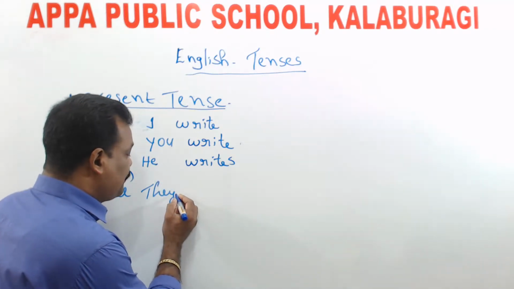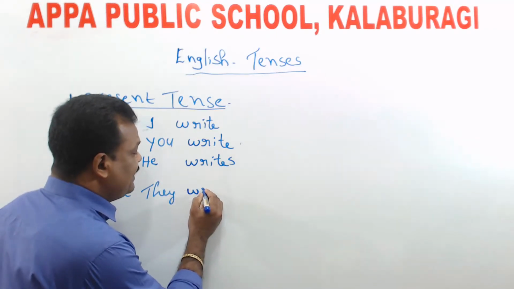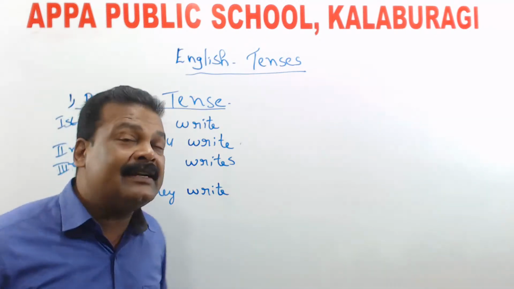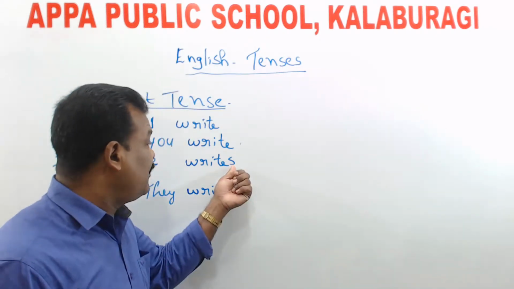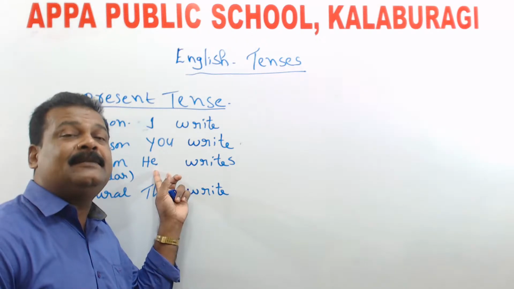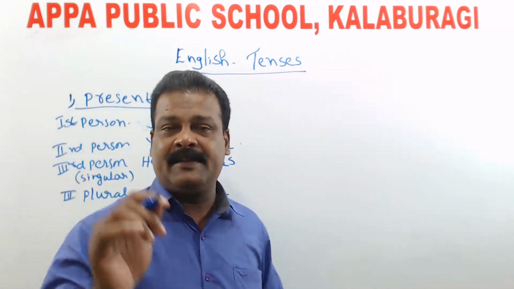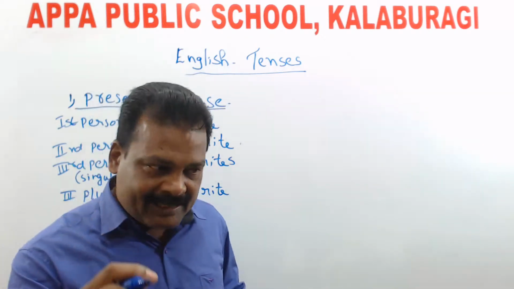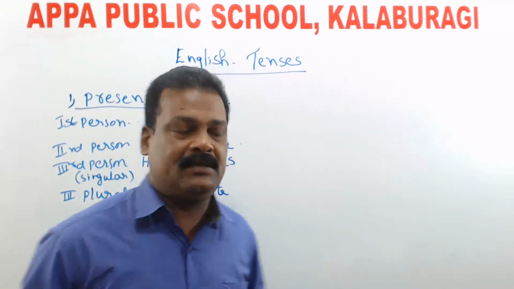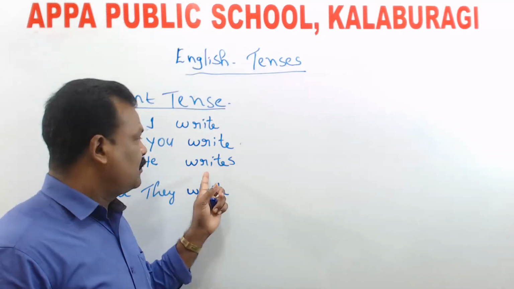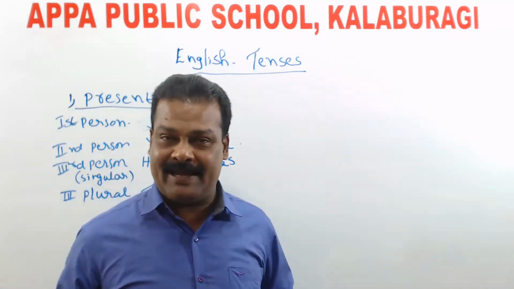And if it is third person plural, then it will be the same. They write. You can't write they writes. This S form will come only with the third person singular. If it is he, if it is she, if it is it. She writes, he writes, it goes like that. Okay. So, got it. Now we come to the formula.